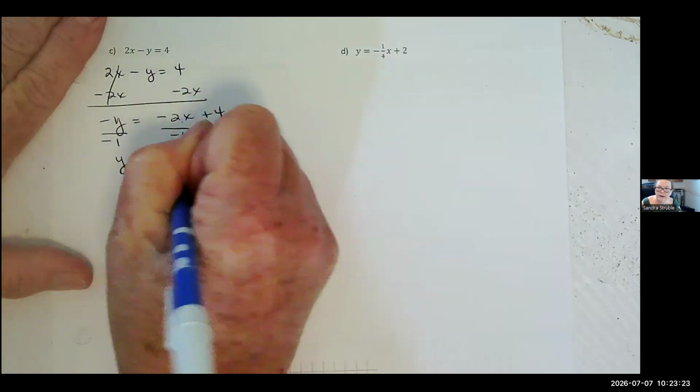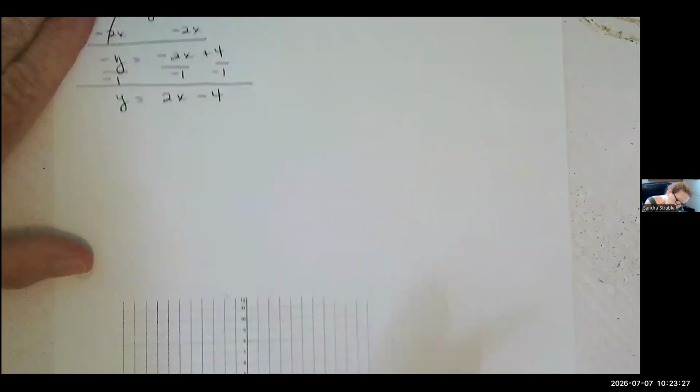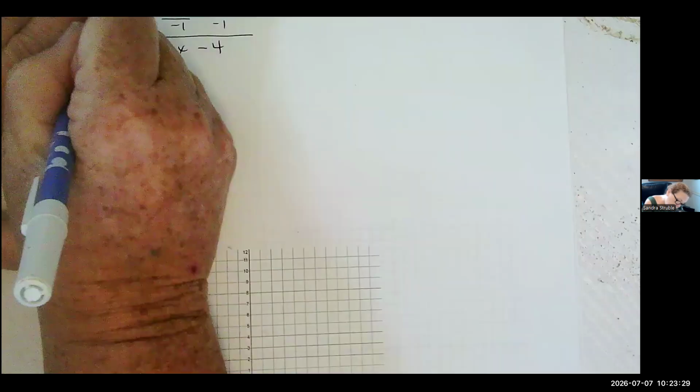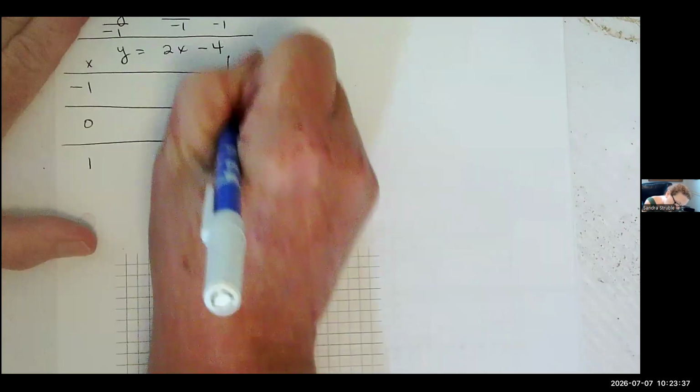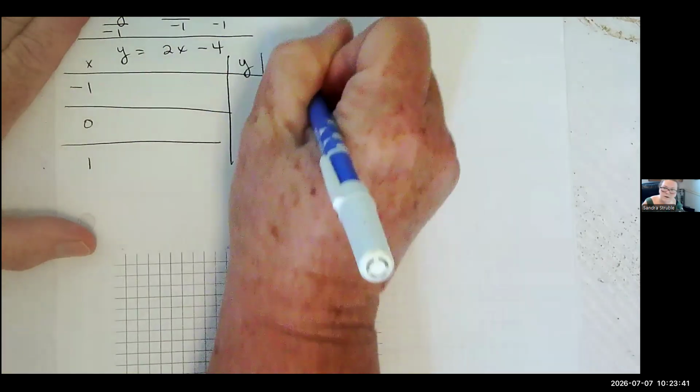So there's my line. I want you to create your -1, 0, 1, your x, y, x, y. Do that and then come back to see how you did.